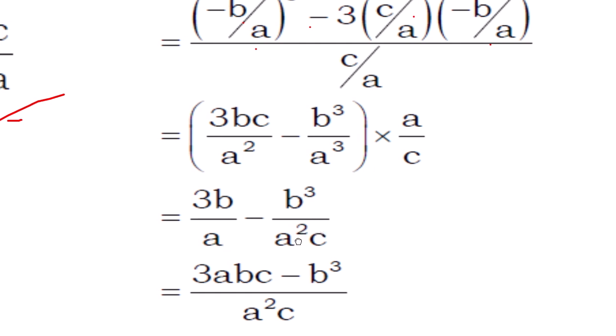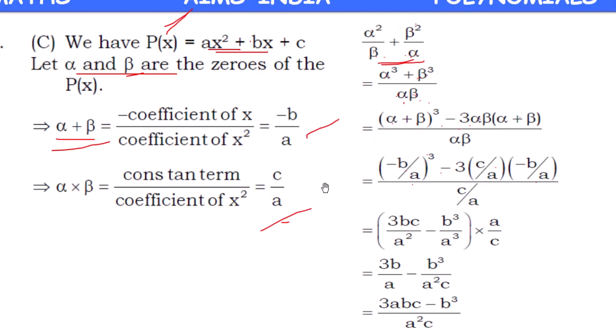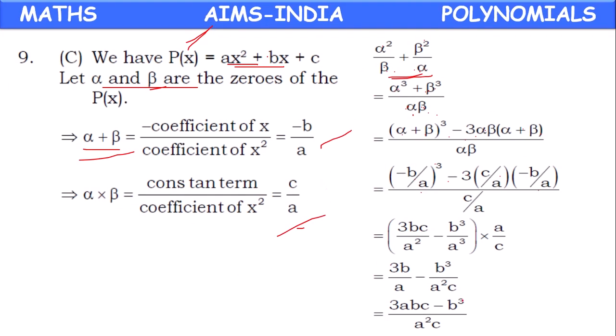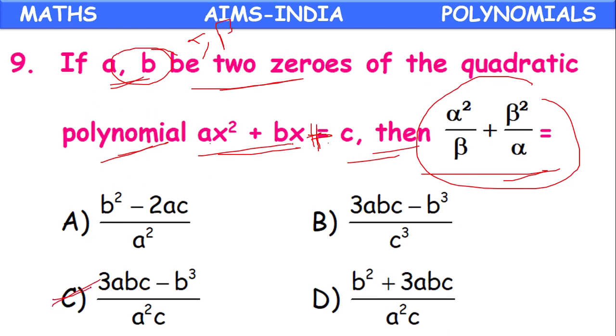Or a into a square c, LCM a square c, a square c. So it will become 3abc minus b cube by a square c. So after simplification, this will be the answer. So C option will be the answer.